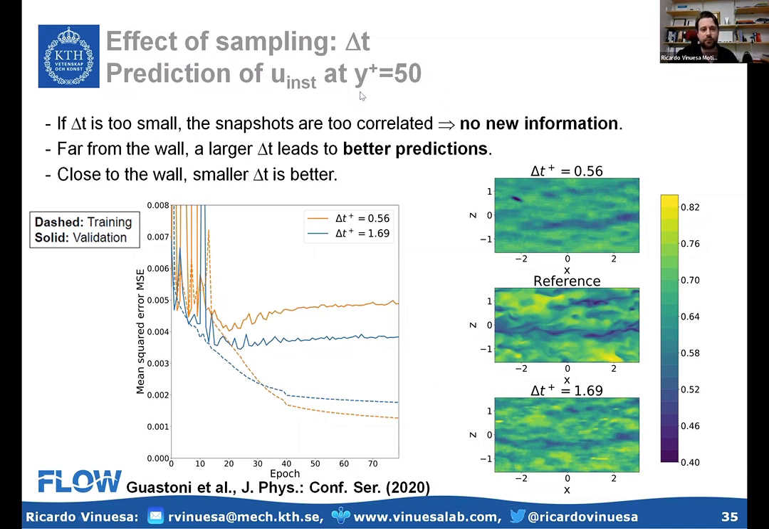In this particular case, at y plus 50, having a larger delta T improves the predictions and reduces overfitting. So one has to be aware of the importance of choosing the right delta T, so you can get the right scales when you are using the training data for your predictions.